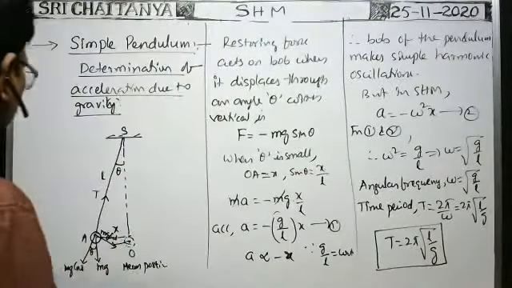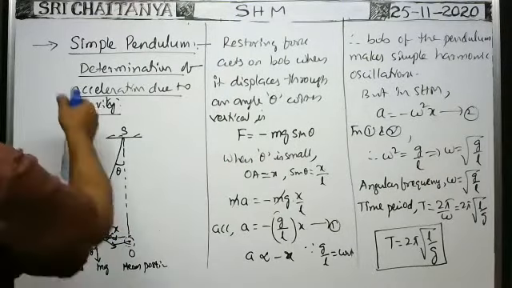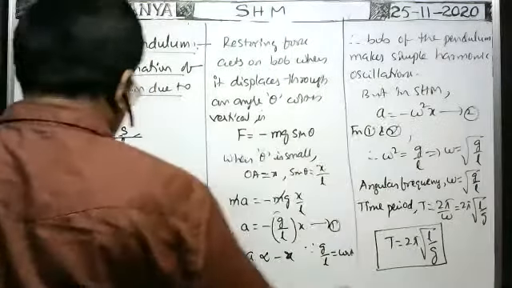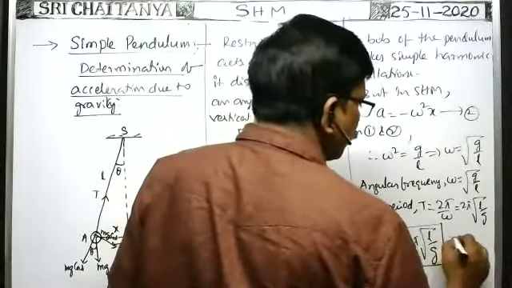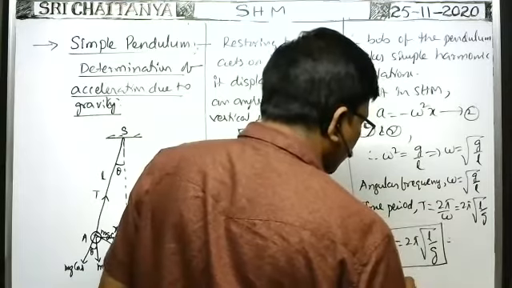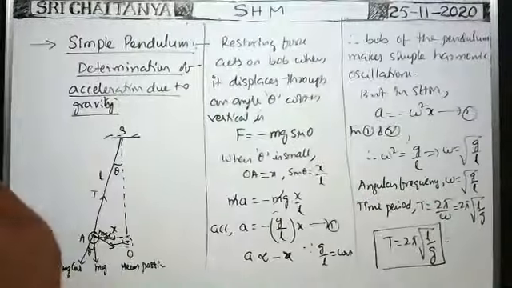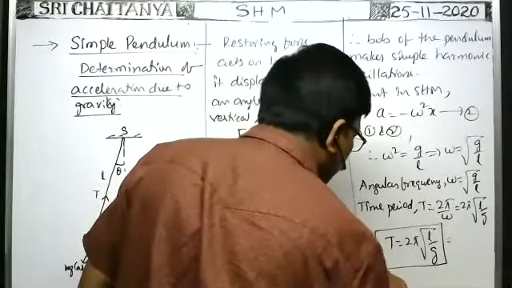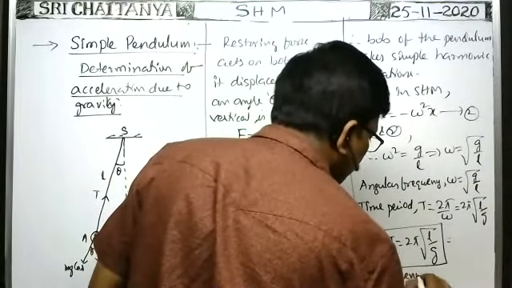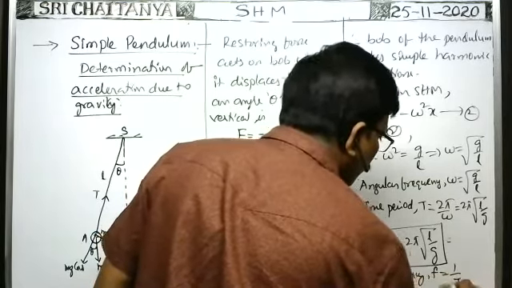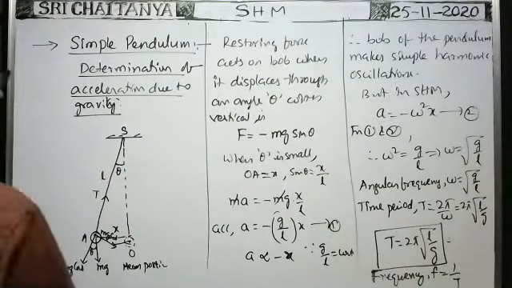Now, based on this time period formula, we have to discuss some different note points. What is the frequency of the simple pendulum? Time period is T. Then frequency is equal to the reciprocal of time period. That means you will get 1 by 2 pi into root g by l.